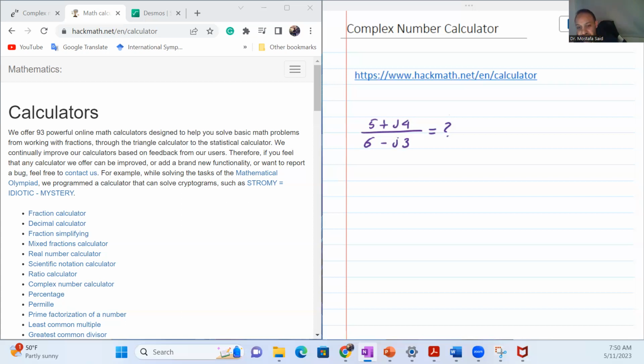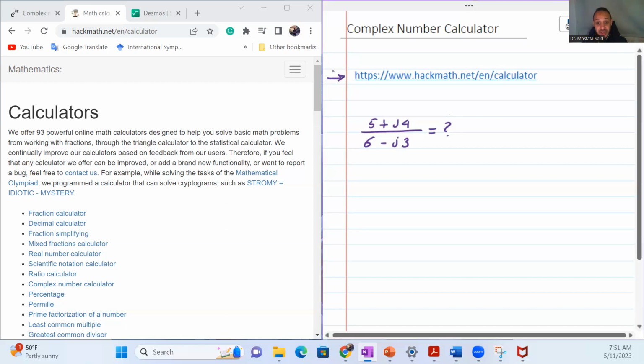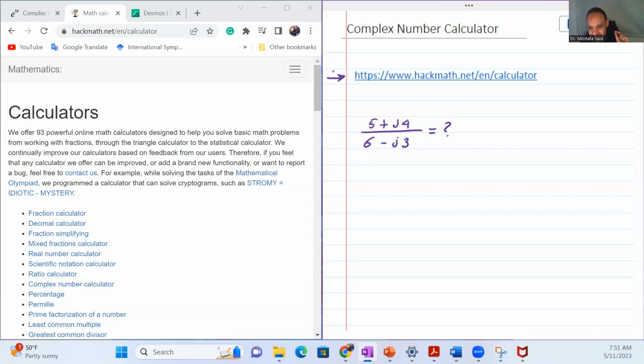So we're going to take an example here: 5 plus j4 divided by 6 minus j3. The trick here is not to do it at all, and just use an online free complex number calculator that can do that for you in less than a second, and very accurately as well. So you avoid errors and you don't waste your time, both at the same time.